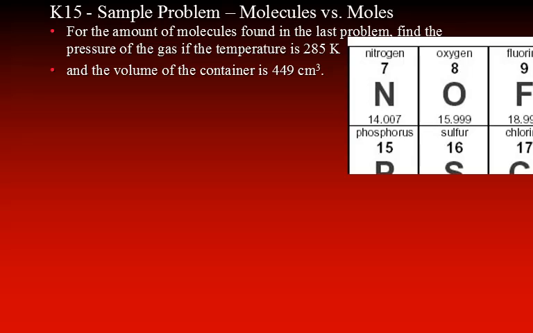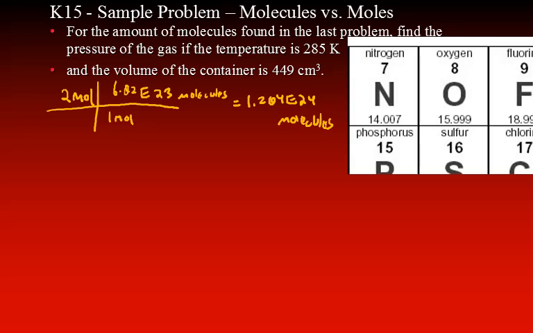So K15: for the amount of water molecules found in the last problem, find the pressure of the gas if the temperature is 285 Kelvin and the volume of the container is 449 centimeters cubed. We were dealing with 2 moles in that last problem, so that's that many molecules. Now we can set this up. Go ahead and pause the clip and try this, and when you're ready to check, hit play to continue.